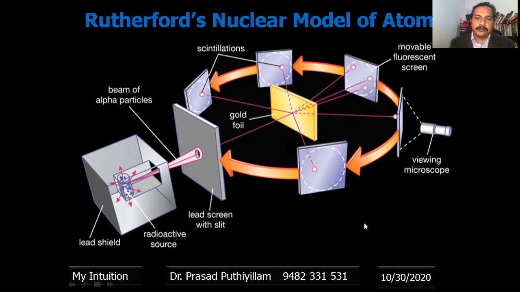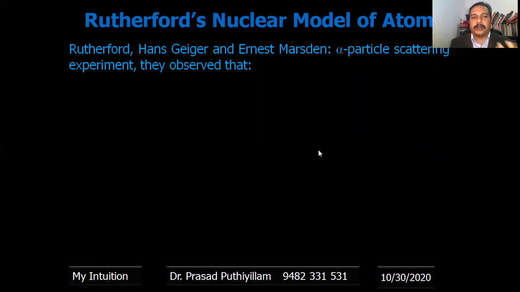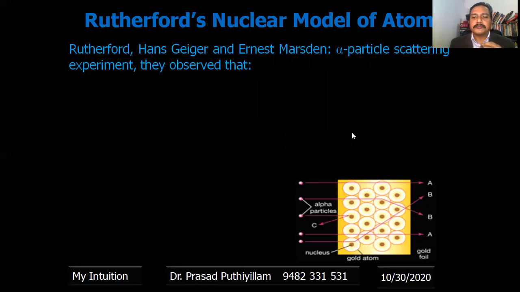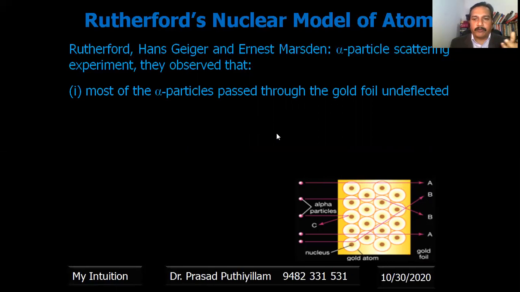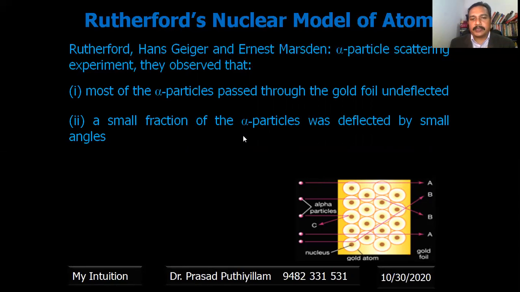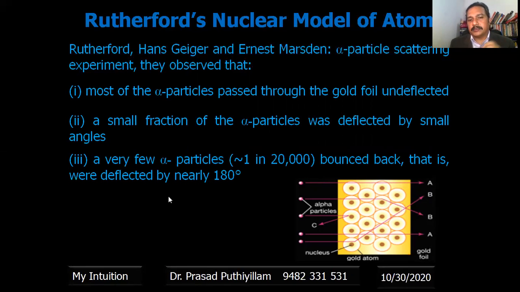So from these observations he concluded. The experiments were done by Rutherford, Hans Geiger and Ernest Marsden. Those two were Rutherford's students. The experiment is named the alpha particle scattering experiment, and they observed that most of the alpha particles pass through the gold foil, through the atoms of gold, undeflected. A small fraction of alpha particles was deflected by a small angle, and a very few, approximately 1 in 20,000, bounced back, deflected nearly 180 degrees.